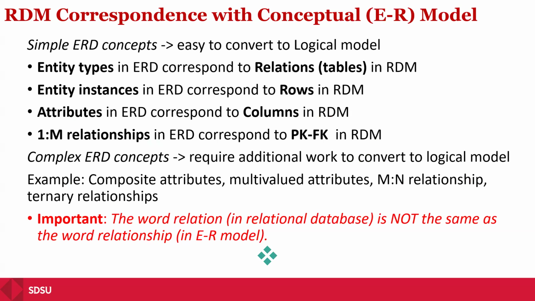All right, so how do we correspond a relational data model to a conceptual data model or entity relationship model? Entities or entity types correspond to relations or tables. Entity instances correspond to rows in relational data models. Attributes are columns. A one-to-many relationship corresponds to a referential integrity constraint or foreign key, primary key relationship in the relational data model.